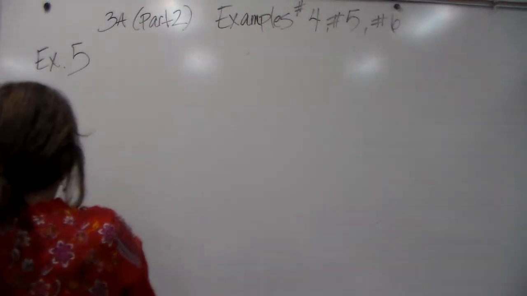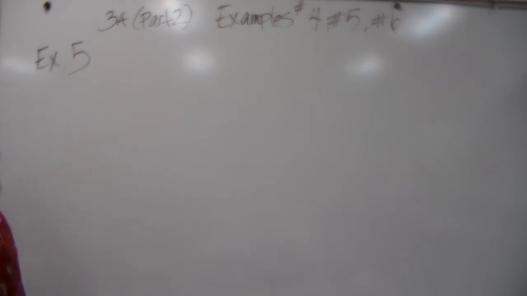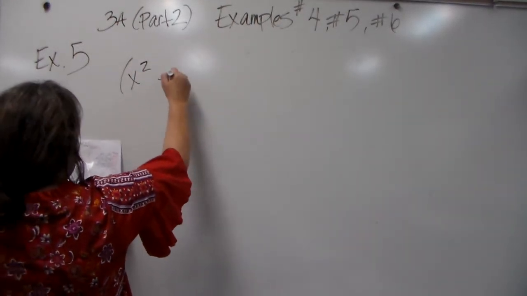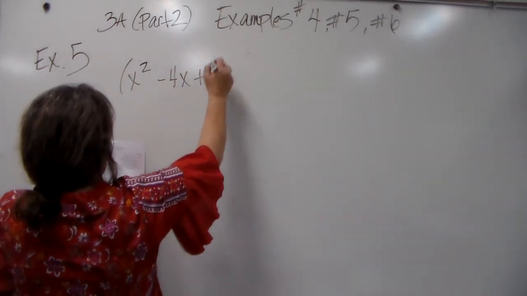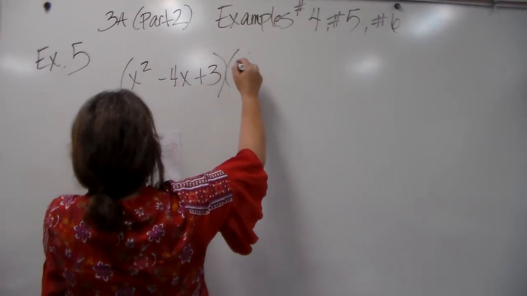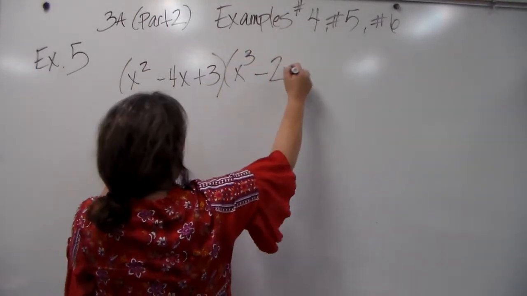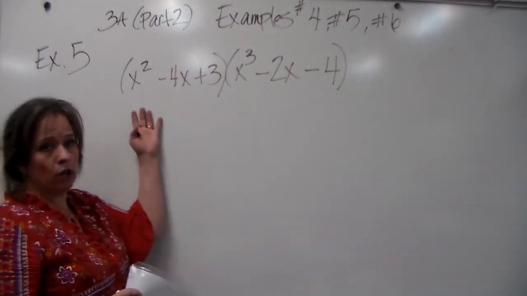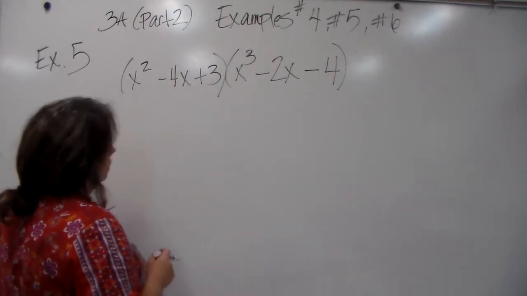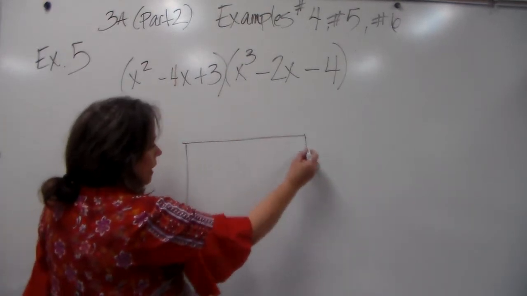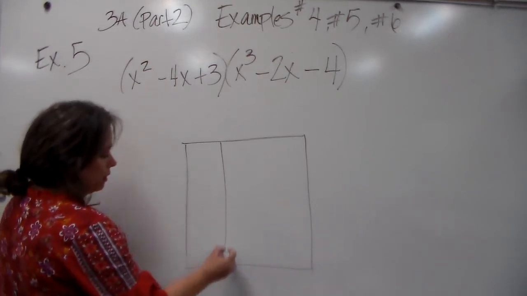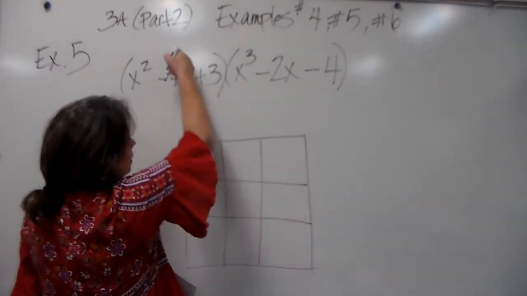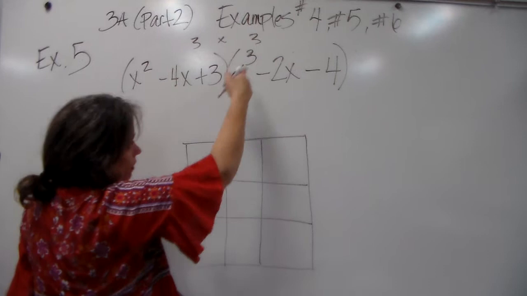So for example number 5, we have x squared minus 4x plus 3 times x cubed minus 2x minus 4. So we have 3 terms multiplying 3 terms. That means our box needs to be a 3 by 3. That's kind of a big box. So a 3 by 3 box, because we have 3 terms multiplying 3 terms there, okay?